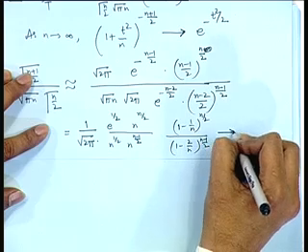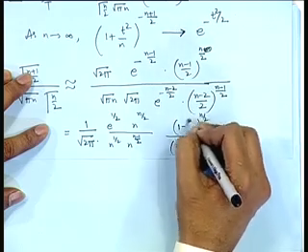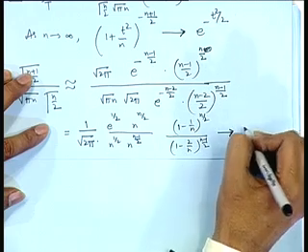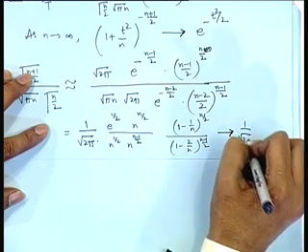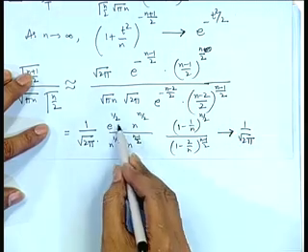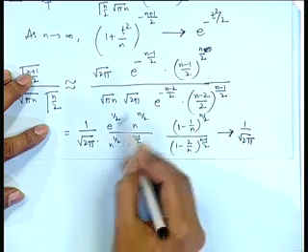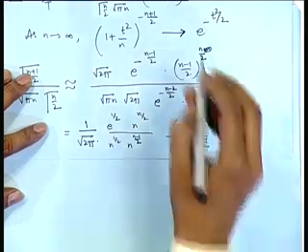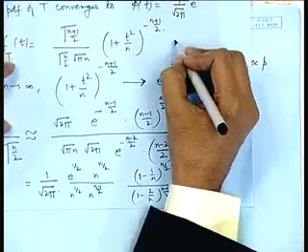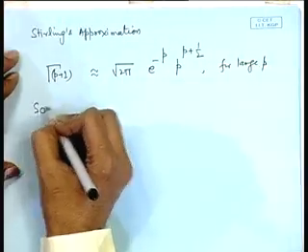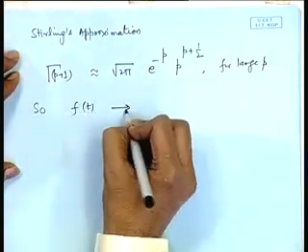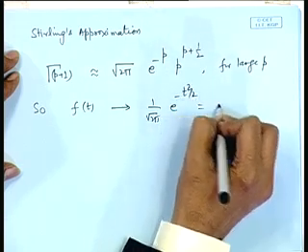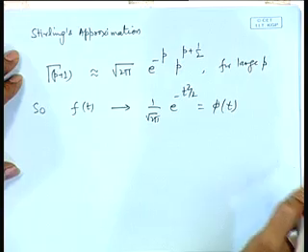So, if I take the limit as n tends to infinity, this goes to e to the power half and this goes to e. Therefore, the limit is simply 1 by root 2 pi, because this e to the power half, e to the power half and e, they get cancelled out. So, this proves that this f t converges to 1 by root 2 pi e to the power minus t square by 2, that is the density function of the standard normal variable.